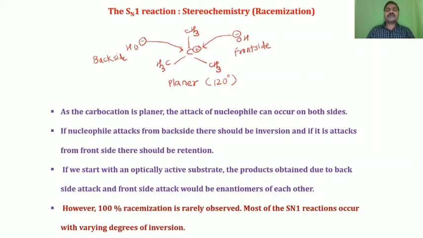So there is a 50% chance of the nucleophile attacking from the backside and a 50% chance of attacking from the front side, so this gives rise to 50% backside product and 50% front side product. These two are enantiomers of each other, and 50 plus 50 gives a racemic mixture. So there should be 100% racemization, but however 100% racemization is rarely observed, and most SN1 reactions occur with varying degrees of inversion.